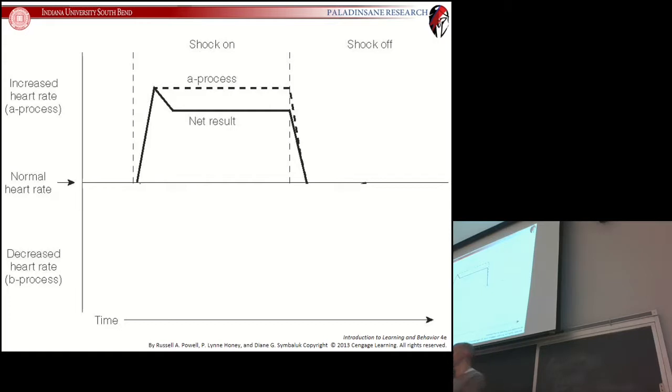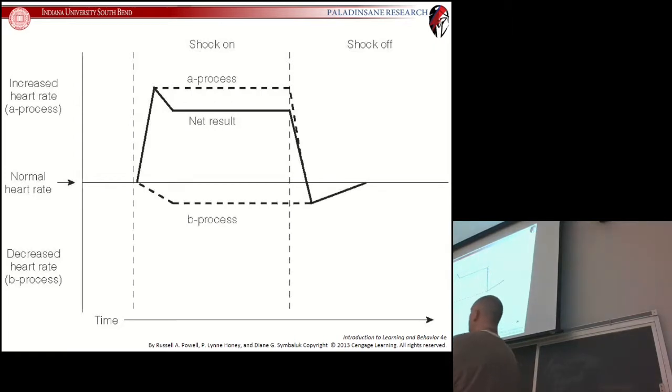So you try to achieve homeostasis, and as soon as your A process kicks in, your body naturally kicks in what's known as the B process. The B process tries to counteract the A process. So the A process says, whoa, we're getting shocked, let's increase our heart rate like crazy. And then your B process says, oh man, my heart rate is really high, let me try to bring it down. I'm going to bring down my heart rate as much as I can. You can see that the net result is the addition of those two. So up for the A process, down for the B process.